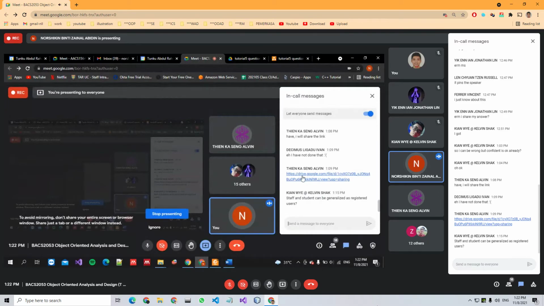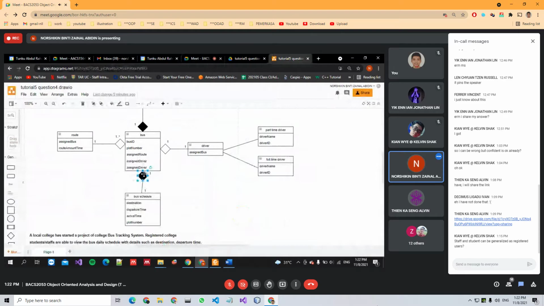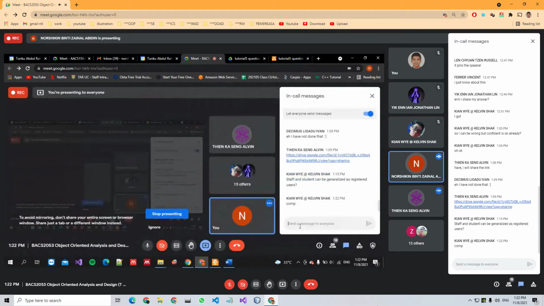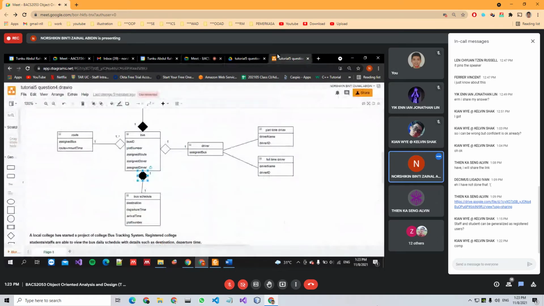This one, the black notation. I think someone already answered this. So, is this aggregation or composition? The notation used is composition. Yes, I forgot, this is composition. So if you don't have the bus, you don't have the bus schedule. That means the bus schedule is dependent on the bus, so you cannot have a bus schedule if you don't have the bus. That's what composition is for.